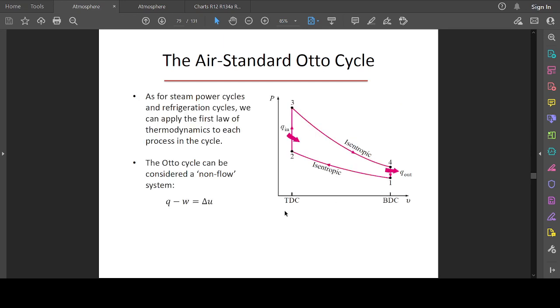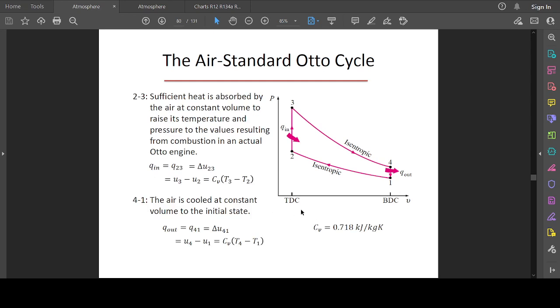So as for the steam power cycles and the refrigeration cycles, we can apply the first law of thermodynamics to each process in the cycle. But the Otto cycle can be considered as a non-flow system. So therefore, all the flow components of the general thermodynamic equation we tend to ignore. So the kinetic energy, the potential energy, and the enthalpy will be ignored. Because it's a non-flow system, the difference in the heat added and the work done is now equal to the change in internal energy.